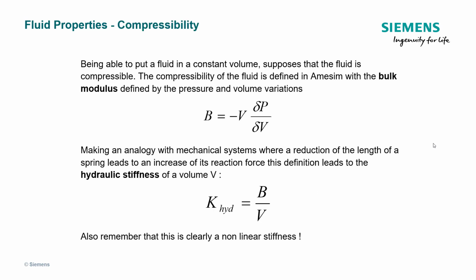As it's possible to put a fluid in a constant volume, suppose that the fluid is compressible. The compressibility of the fluid is defined in MSim with the bulk modulus, and the formula is shown below. Bulk modulus is defined by the pressure and volume variations. Making an analogy with mechanical systems, where a reduction of the length of a spring leads to an increase of its reaction force, this definition leads to the hydraulic stiffness of a volume V. It equals the bulk modulus divided by its volume size, and apparently is a nonlinear stiffness.